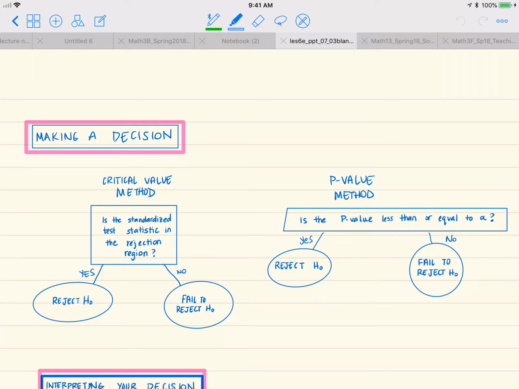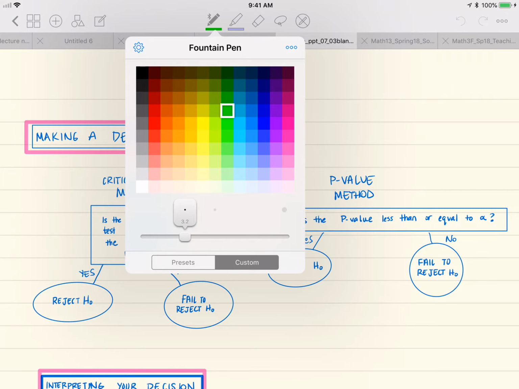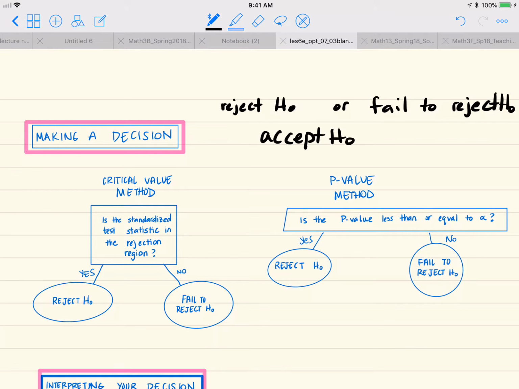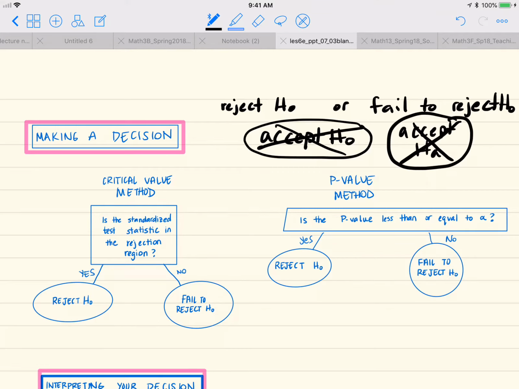Well, the first thing to note is the decision is always one of two options. You're either going to decide to reject H naught or fail to reject H naught. Accept H naught is not a decision, right? That is not an option. Your decision is never going to be I accept H naught. Your decision is never going to be I accept HA. Those cannot be the outcome. Neither of those can be the outcome. The outcome of performing a hypothesis test is either reject H naught or fail to reject H naught.